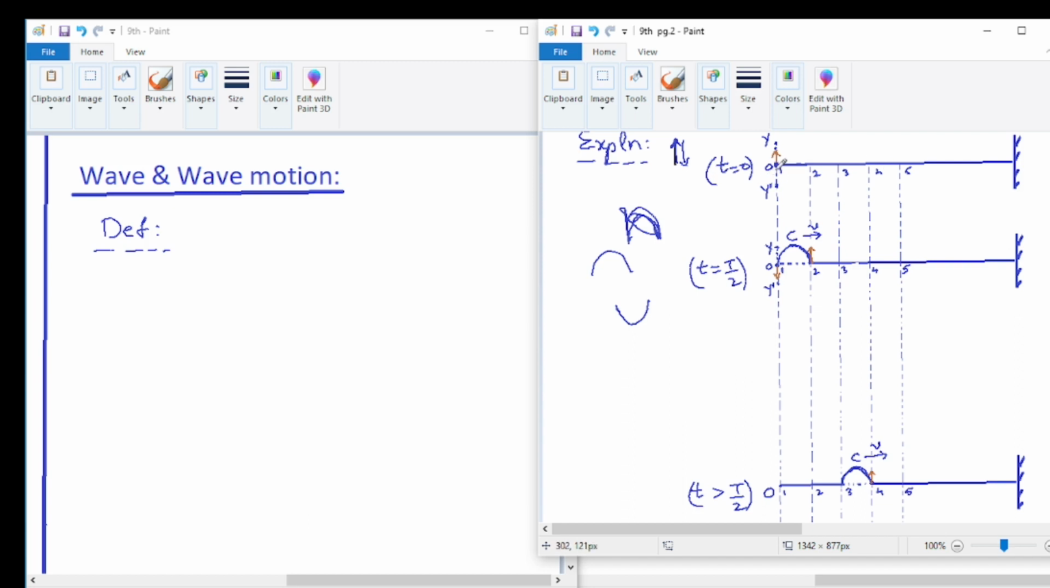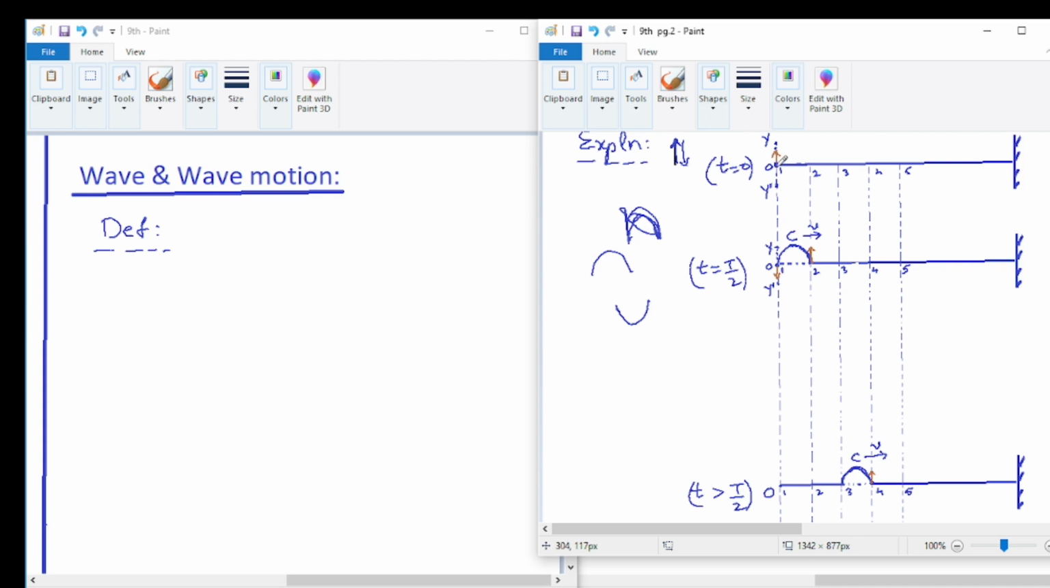Only particle one we are holding, say between two fingers. The remaining string we are not exactly holding, but when we are vibrating particle one, it is connected to the next particle. The next particle we call 1 dash, because the far away particle we are calling 2 for convenience. But the particles will be continuously present.